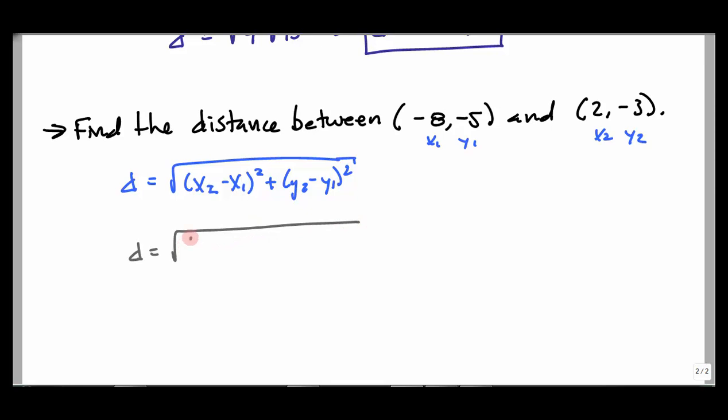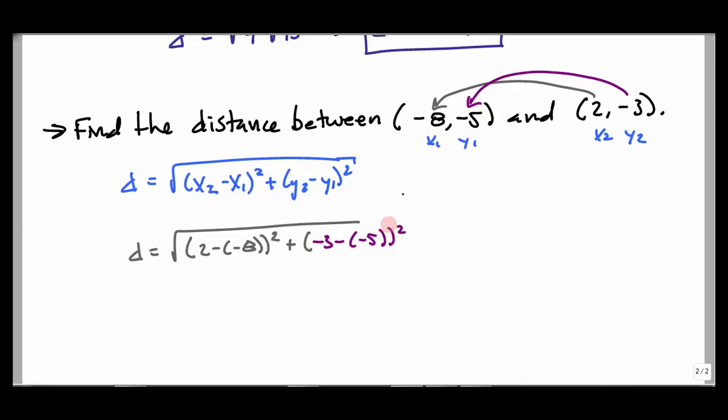So the difference in the x's, I'm going to take 2 minus, and this is where the trick comes in, 2 minus -8. You have to have the minus and the negative. Plus, let's go ahead and look at our other one here. I still have to start with the same point, -3 minus -5 squared.